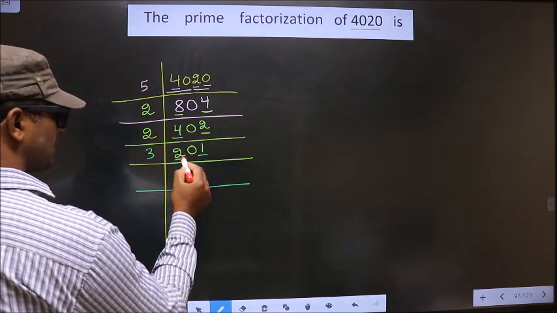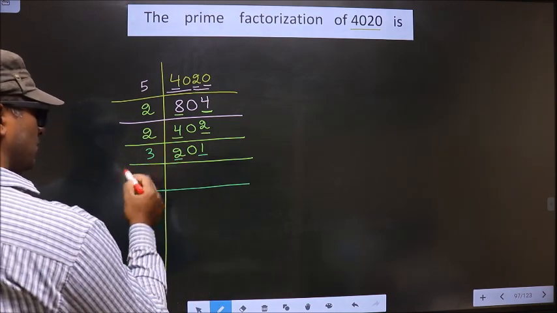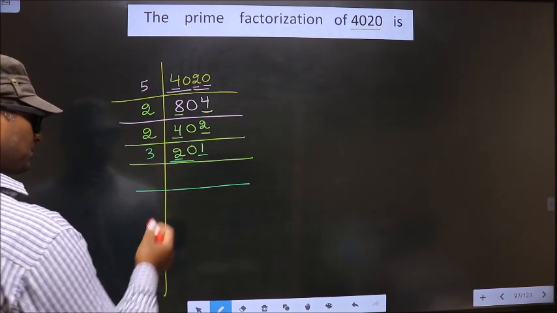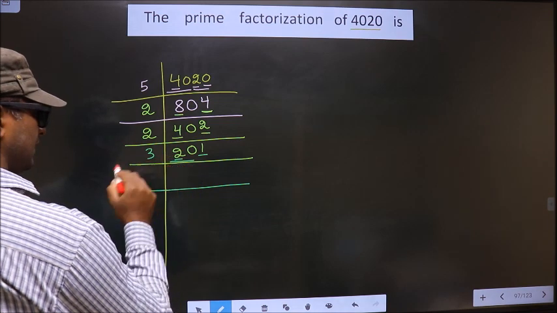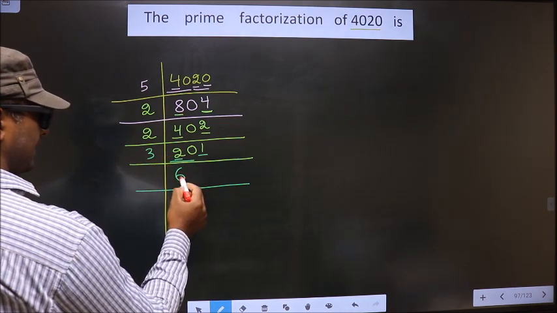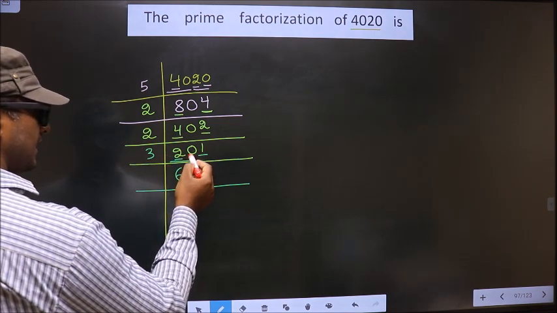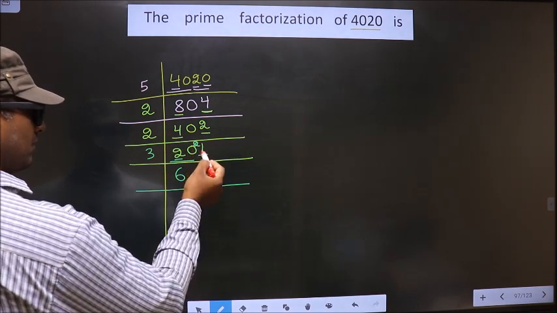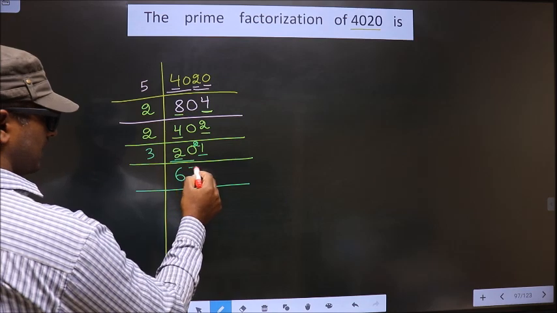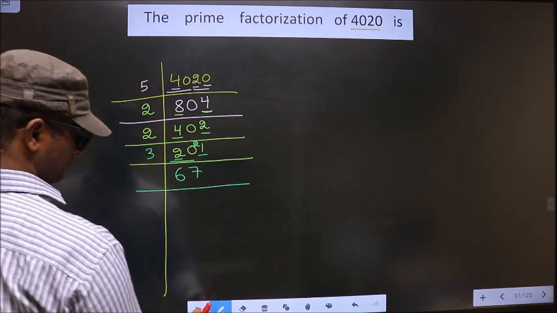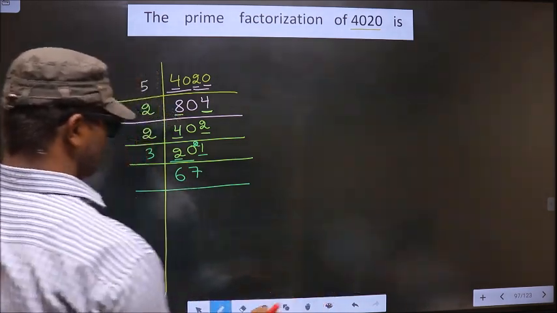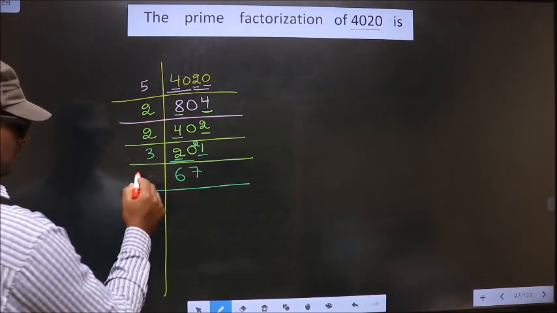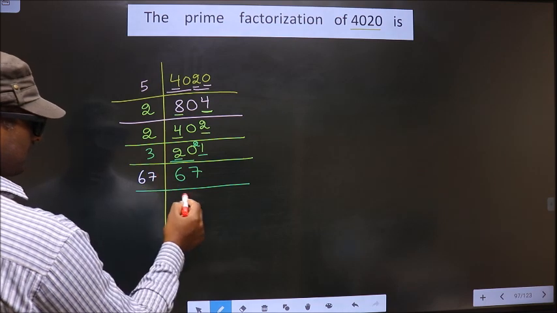Now the first number is 2. 2 is smaller than 3, so we take two numbers, that is 20. The closest to 20 in the 3 table is 3 6s are 18. 20 minus 18 is 2, 2 carried forward making it 21. When do we get 21 in the 3 table? 3 7s are 21. Now 67 is a prime number. So we take 67 and 1.